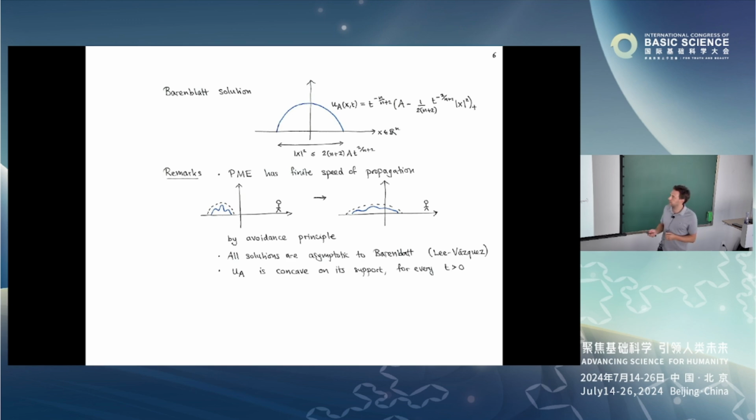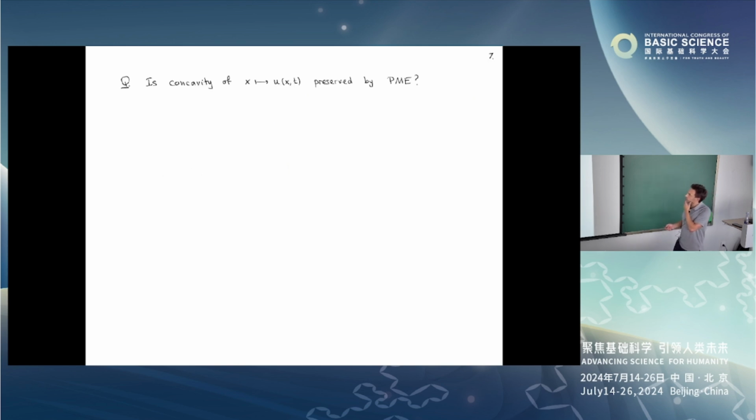And we're talking about convexity. What you notice is that this solution is just like minus x squared, so it's concave, at least on its support. Of course, it's not concave as a function on R^n, but it's concave on its support. When I talk about concavity, I'm going to be talking about concavity on the support for every t positive. There's a natural question to ask, which was asked back in the 80s: is concavity of u preserved along the porous medium equation? This is the question we're interested in.